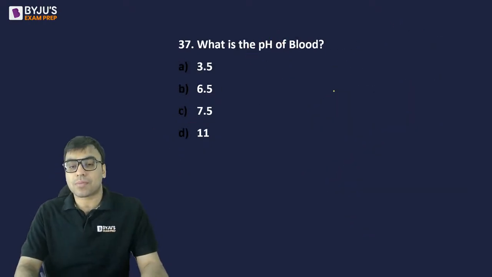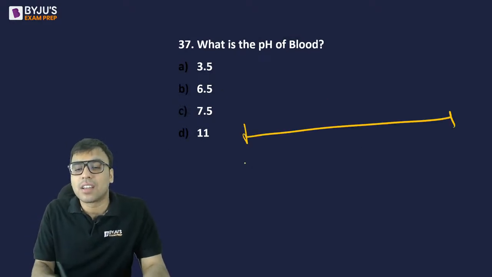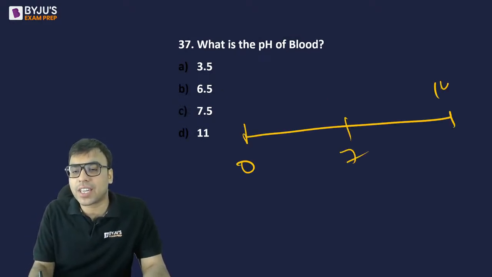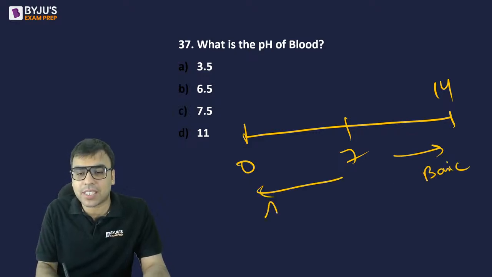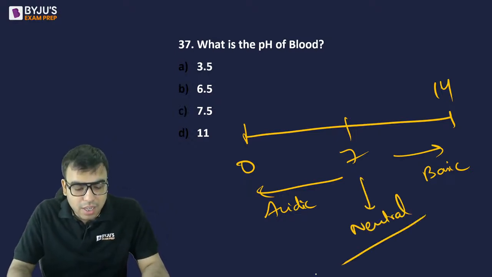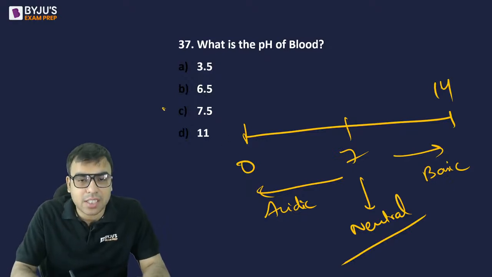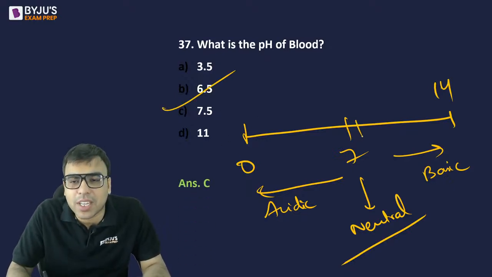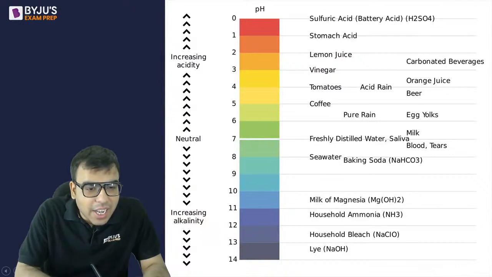देखो, I hope you are aware it goes like this. From 0, 7 is here, 14 is here. If you go here, it becomes basic. If you go here, it becomes acidic, right? And if you are here, it is neutral, neither acidic nor basic. The right answer is, yes, Aditya Mahajan, 7.5 के आसपास होता है, slightly basic in nature. Yes, here you will see it.